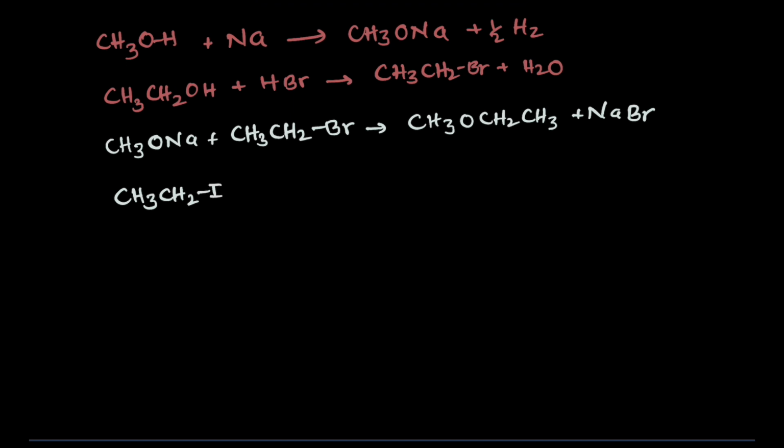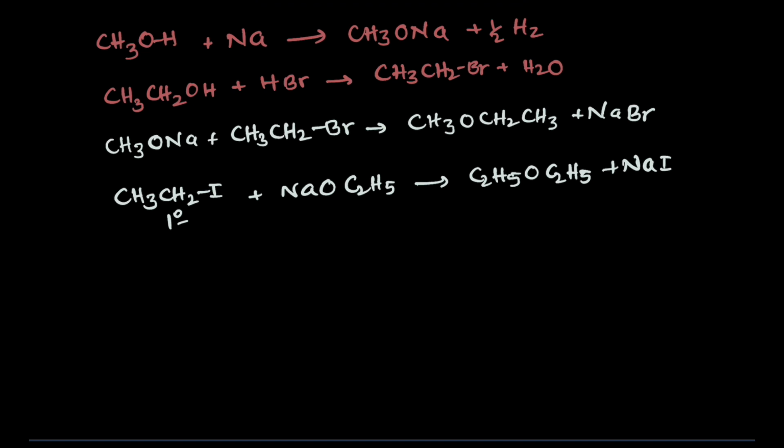Now another example. Now ethyl iodide. Compared with the bromide, iodide is a good leaving group. React with sodium ethoxide. Then here it forms a symmetrical ether, that is diethyl ether, and sodium iodide as a byproduct. So here a primary alkyl halide is used, therefore the substitution reaction takes place over elimination, but a small amount of alkene may form. That is, C2H4 alkene may be possible.